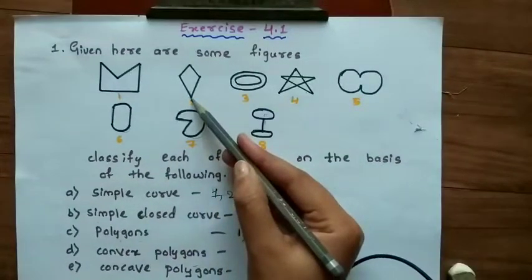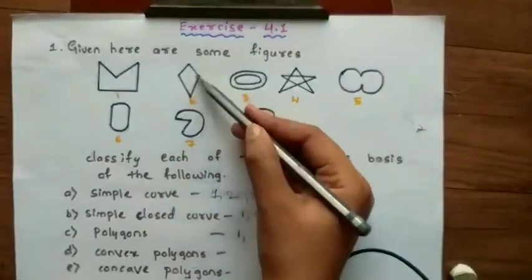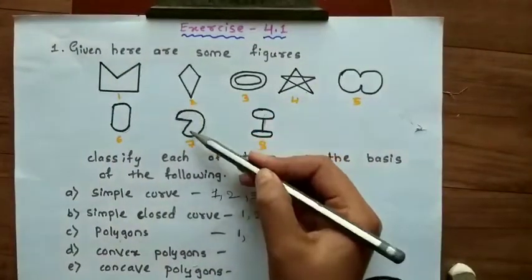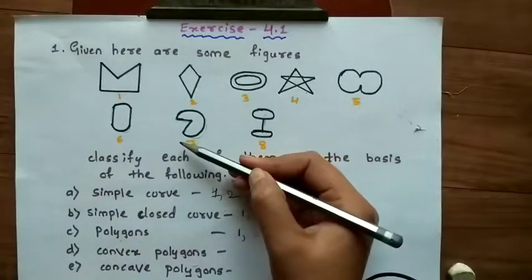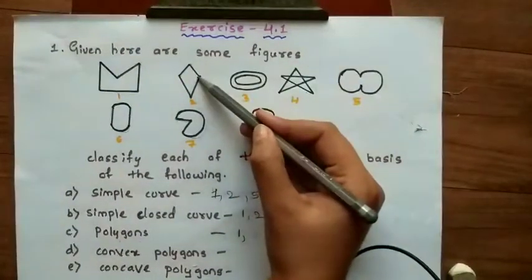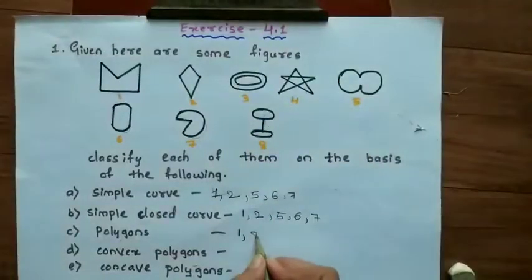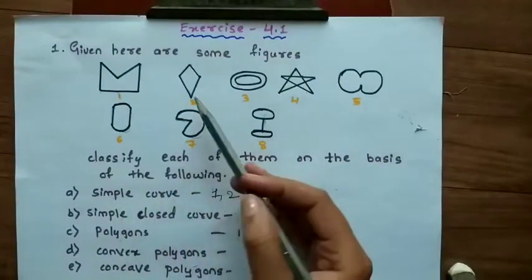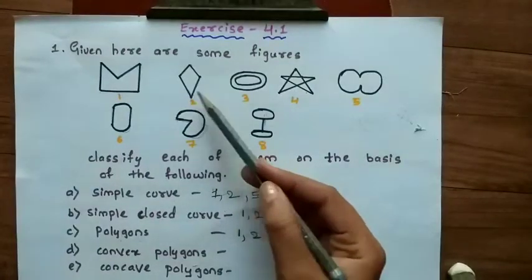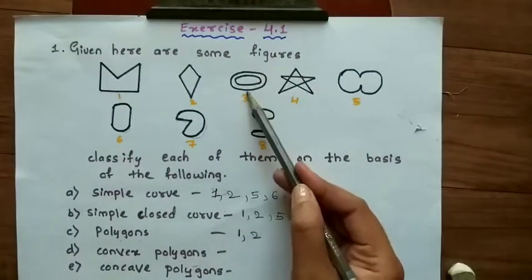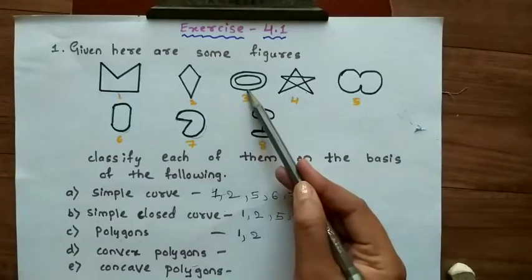Next, figure 2. First we have to check the conditions. Is it a closed figure or not? Yes, it is a simple closed curve. And second, is the figure made up of line segments? Yes, here all the sides are in the form of lines only. Then figure 2 is also said to be an example of a polygon. Figure 3. It is a circle. It doesn't consist of any line segments. That is not said to be a polygon.